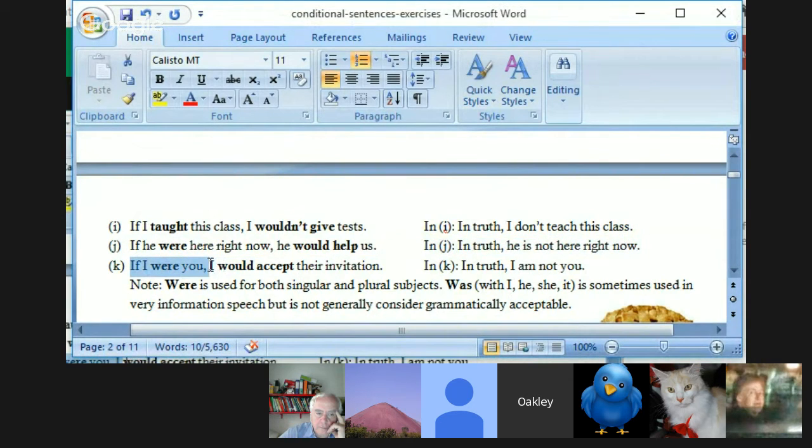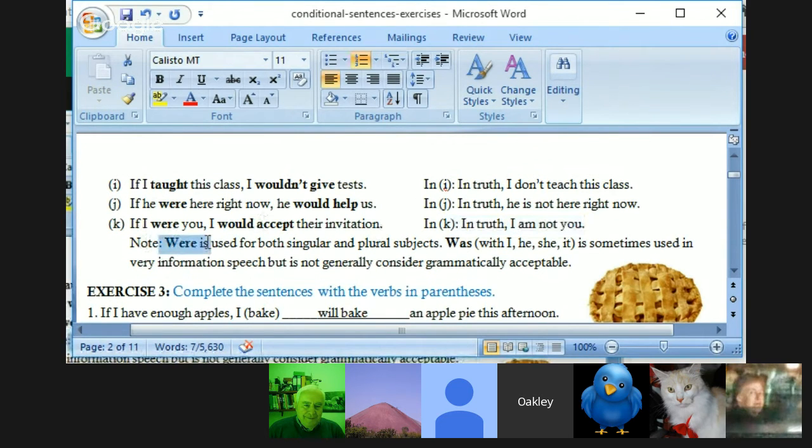Very common phrasing, if I were you, is very commonly used second conditional. If I were you, I would do whatever. If I were you, I would accept their invitation. In the example here, in truth, I am not you. All right. And we already talked about using were for the verb to be.